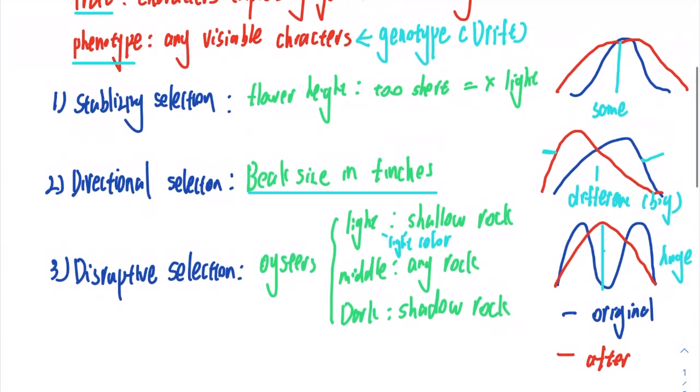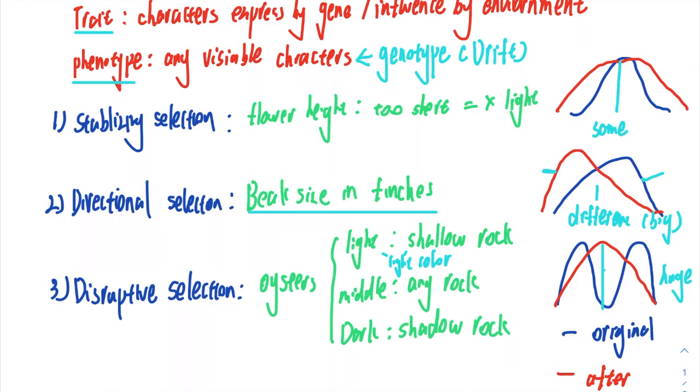So in short, stabilizing selection stays close to the original. Directional selection is different from the original, and disruptive selection has a huge difference from the original.